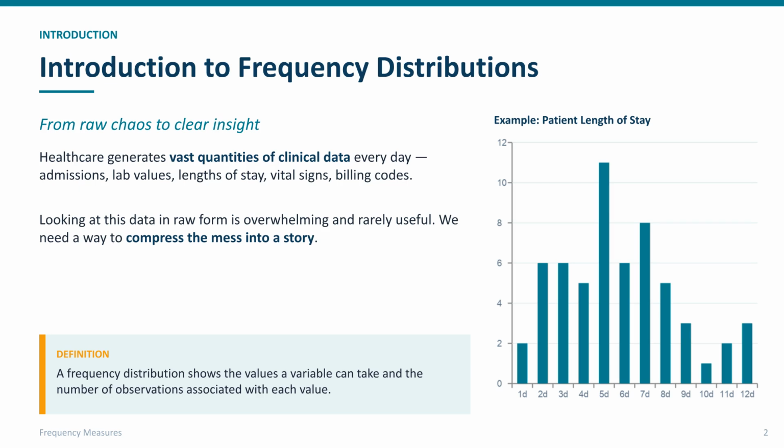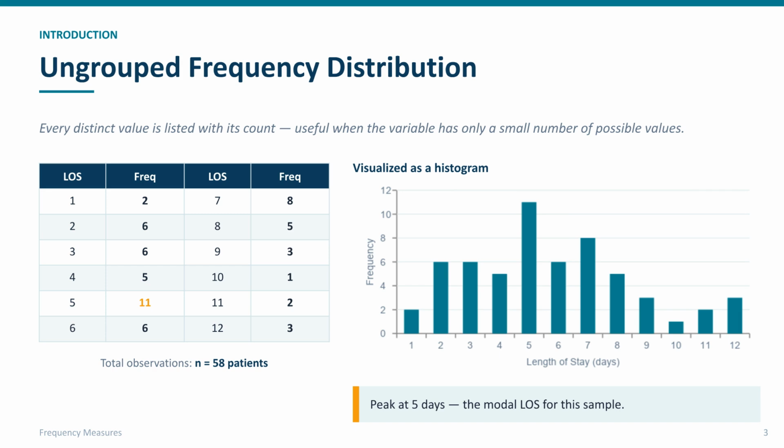A frequency distribution shows the values a variable can take and how many observations are associated with each. An ungrouped frequency distribution lists every distinct value alongside its count. This is especially useful when your variable has only a small number of possible outcomes. Visualizing this as a histogram helps identify trends, like the modal length of stay seen here.